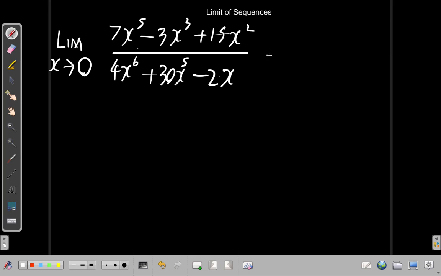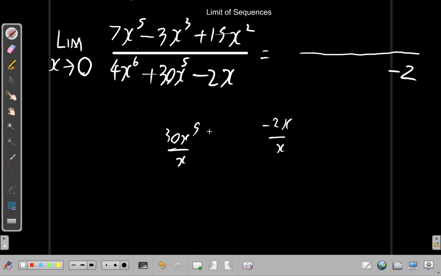What happens in this case is this. Let's not have pure x's or x by numbers in the denominator. So what we do is divide by x. Divide everything by x. If we divide everything by x, we would have this: minus 2x over x would become 2 alone. This 30x to the 5th divided by x would be 30x to the 4th, plus, and this 4x to the 6th, when you divide by x, would be 4 times x to the 5th.